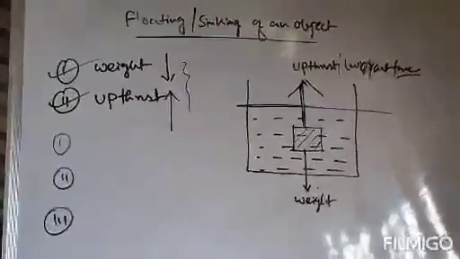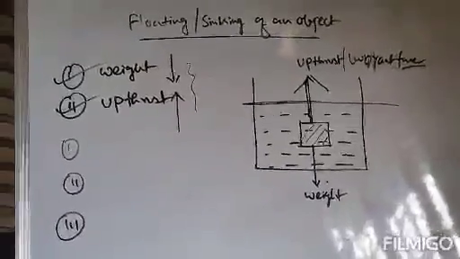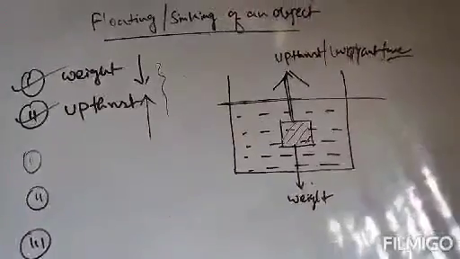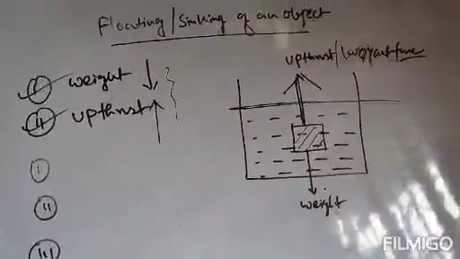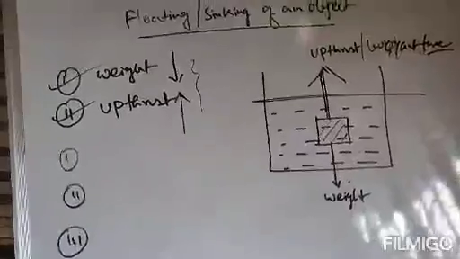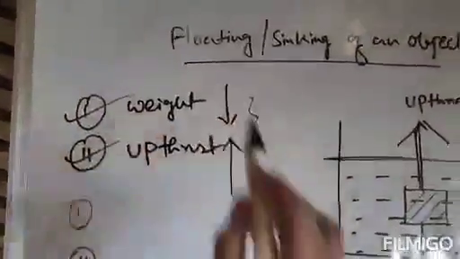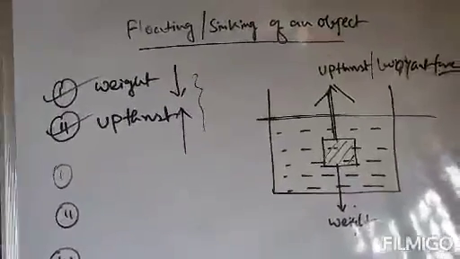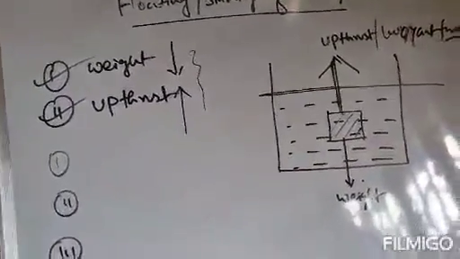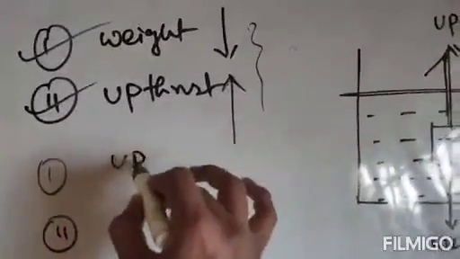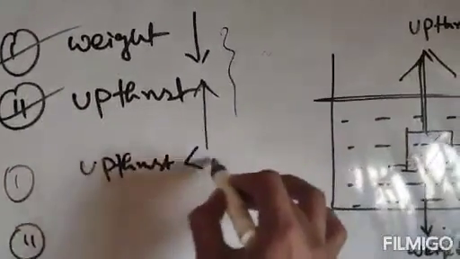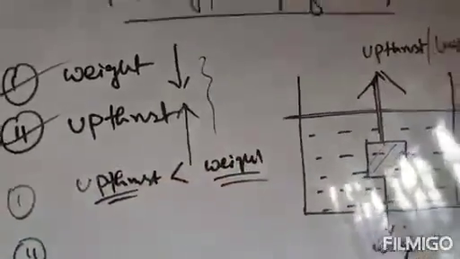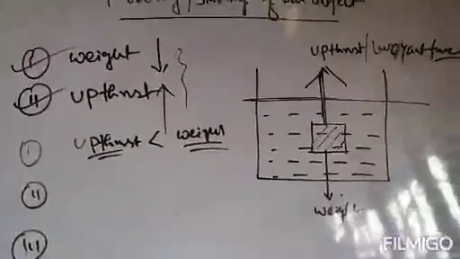Listen very carefully, this is an important concept. There are three conditions on which the floating and sinking of an object depends, the relative magnitude of weight and upthrust. Now if the buoyant force or upthrust exerted by the liquid is less than the weight, then the object will sink in the liquid.